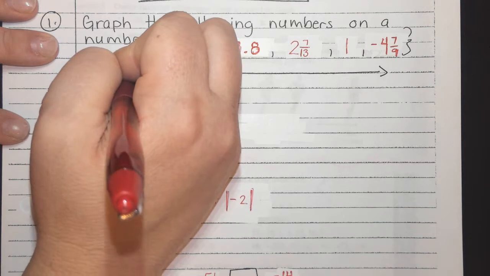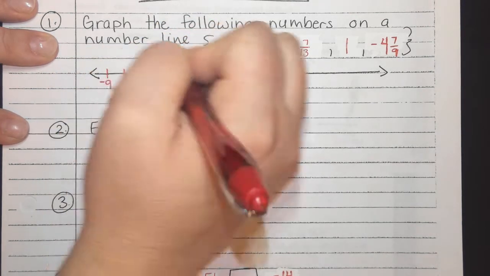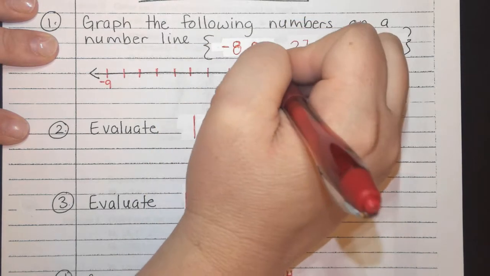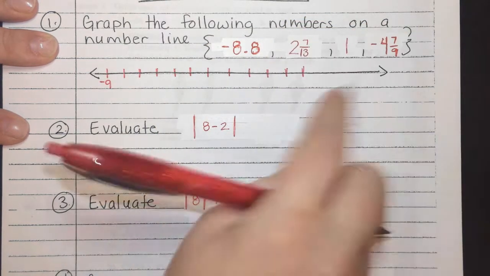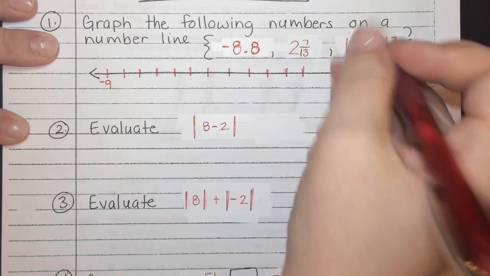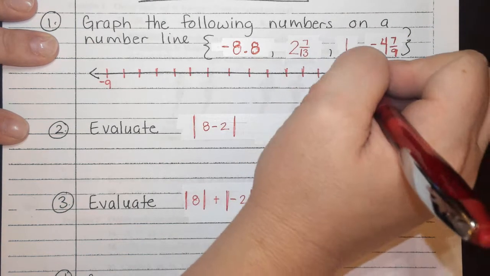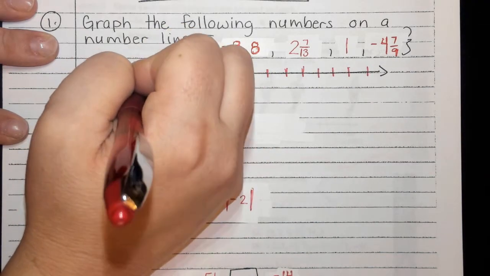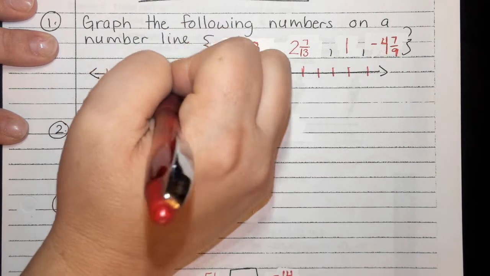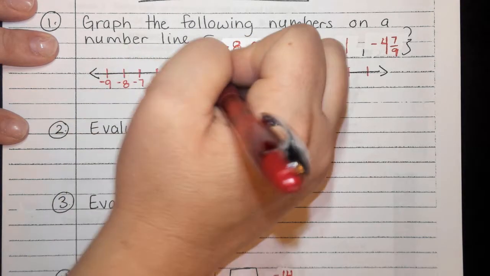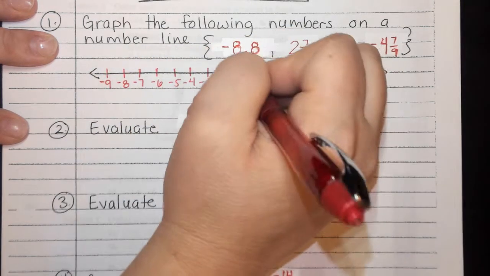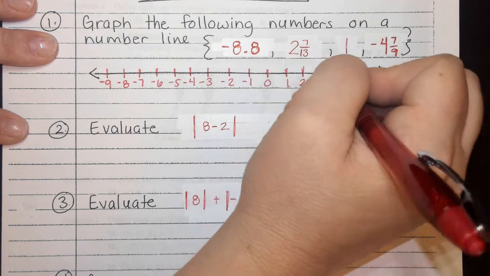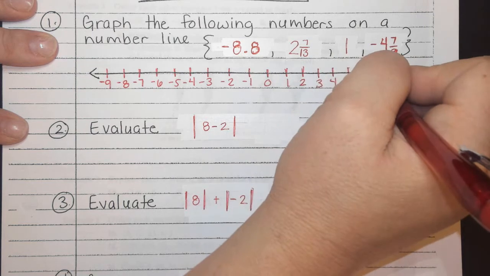So I'm going to go ahead and put my marks. I like to put my marks because then I'm able to space them out more evenly. Can I just stop there if I want to? No, if you have room on the line, you need to fill it in. All right, so I have negative 9, negative 8, negative 7, negative 6, negative 5, negative 4, negative 3, negative 2, negative 1, 0, 1, 2, 3, 4, 5, and 6.